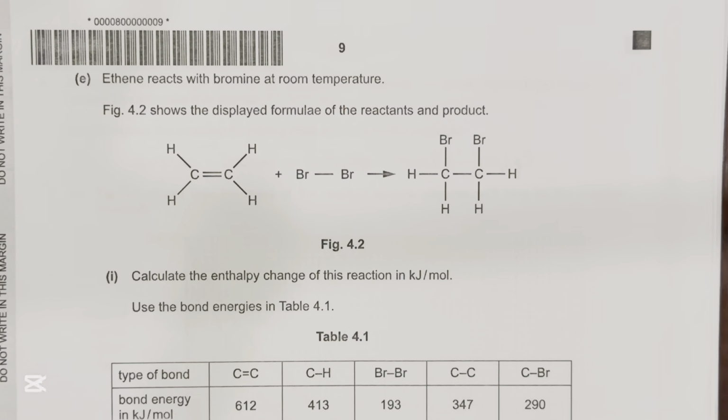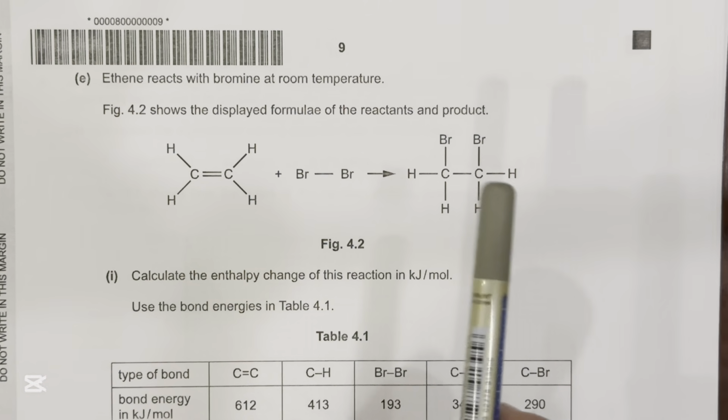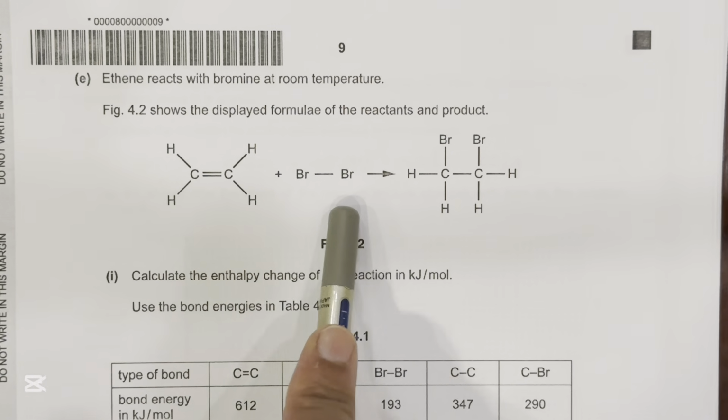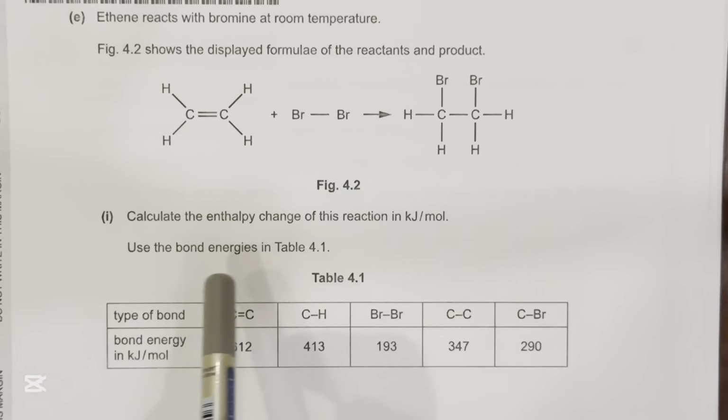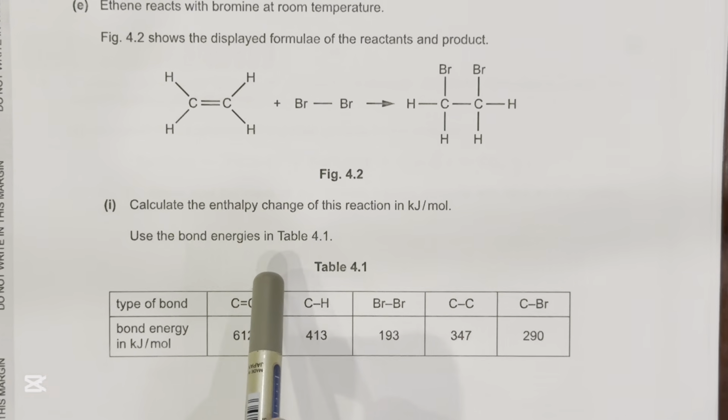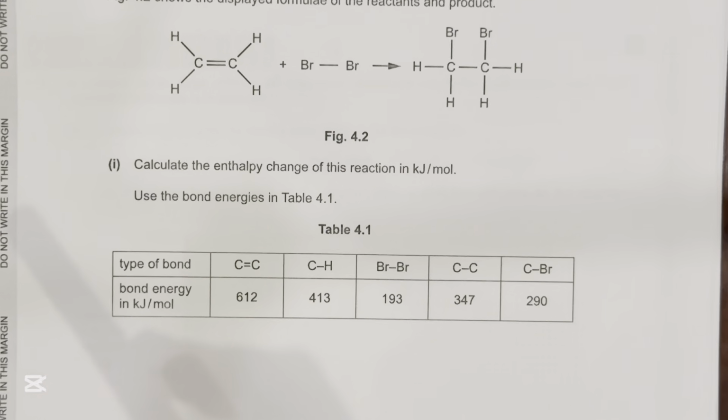Moving to part E. Part E is ethene reacts with bromine at room temperature. Figure 4.2 shows the displayed formula of the reactants and the products. Calculate the enthalpy change. This is the addition of bromine, so this reaction is called bromination. Calculate the enthalpy change of this reaction in kilojoule per mole. Use the bond energies in table 4.1 that is given.